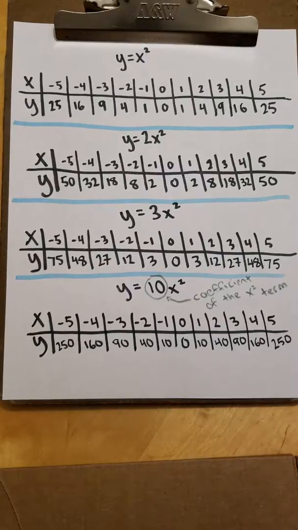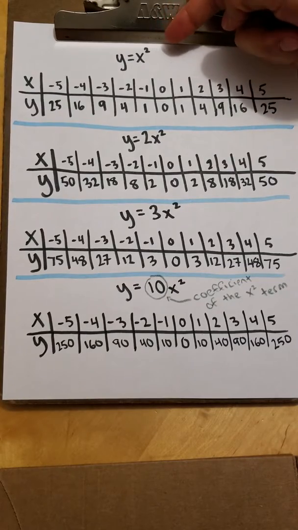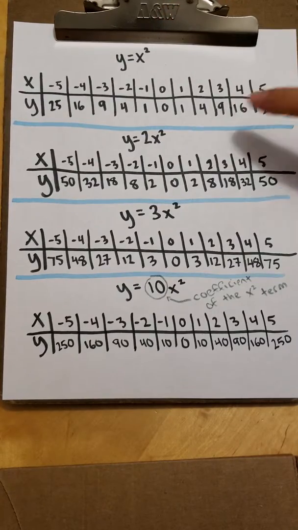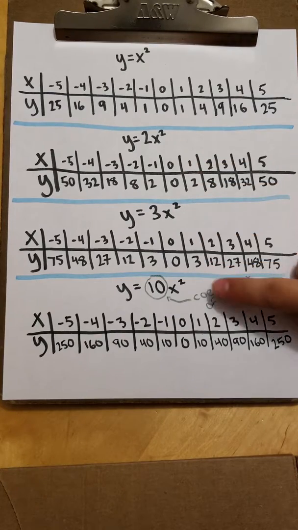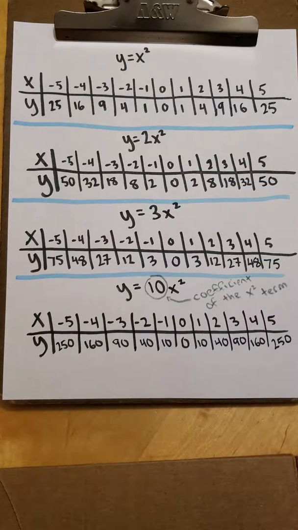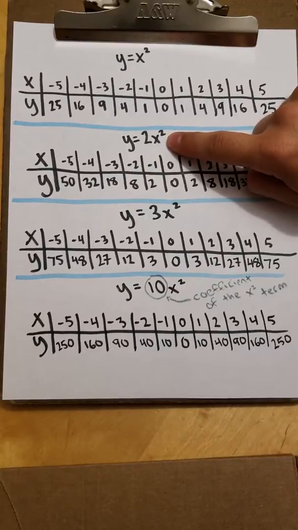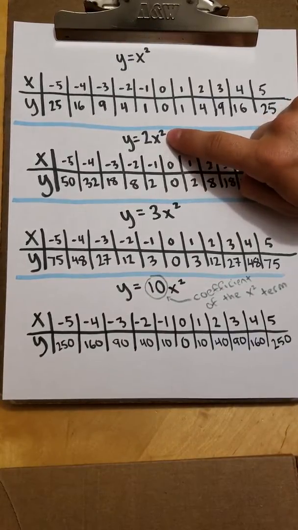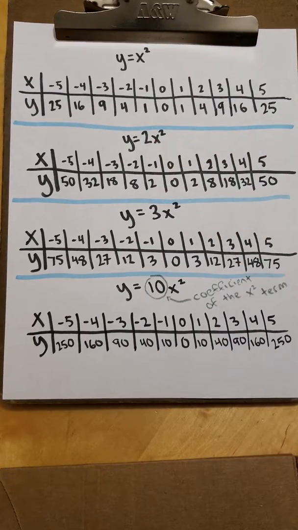Hopefully you're starting to see how the input and output pairs are related when we have a simple quadratic function and what happens when we change the coefficient in front of the x squared term. Remember, when solving for y, you always do the exponent before multiplying. So x squared before you times by 2.